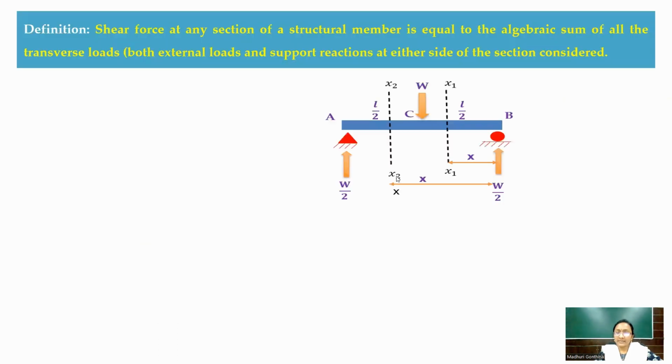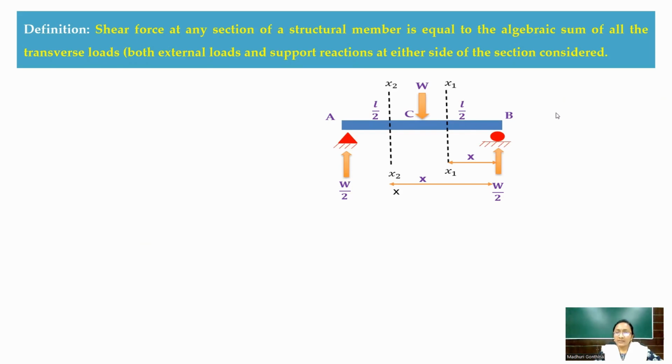Now, when we consider another example, that is a simply supported beam. For this simply supported beam, you're having a central point load. As you're dividing the beam into two segments, you're going to take two sections, that is X1 section in BC segment and X2 section in your AC segment.